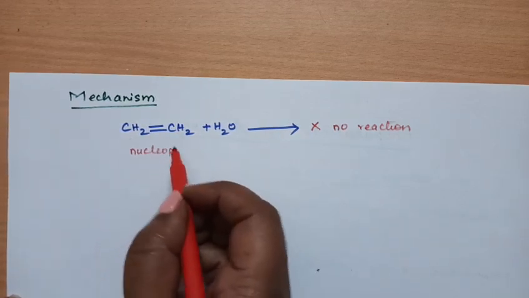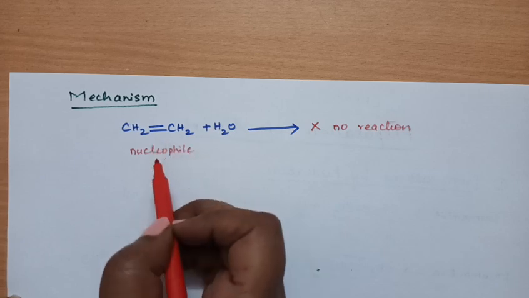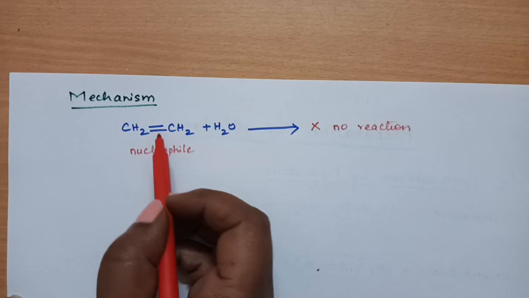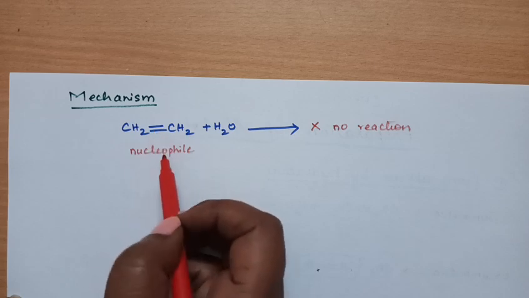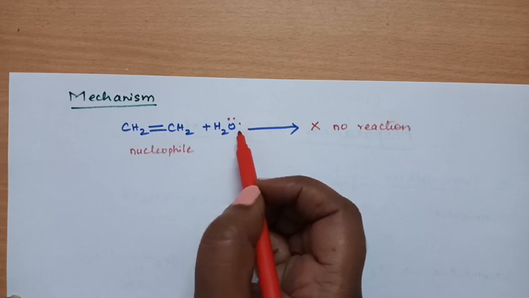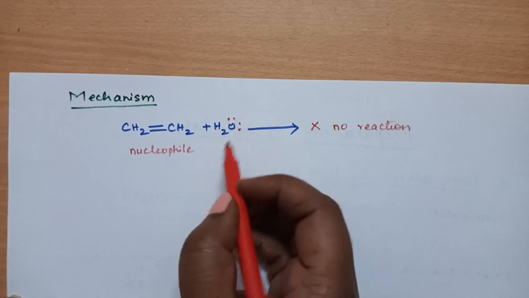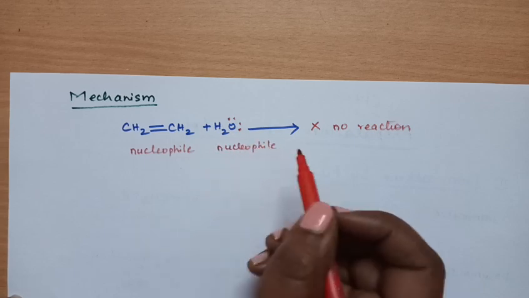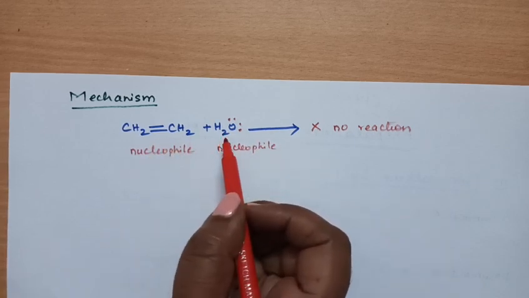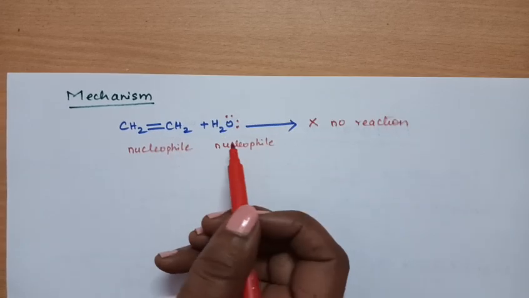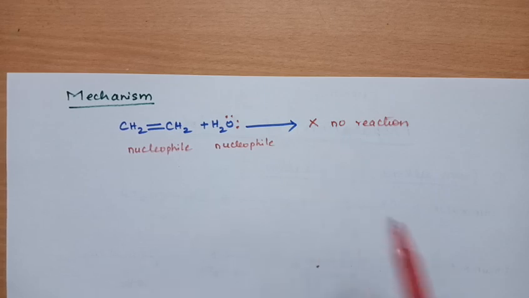What is a nucleophile? Electron rich species are called nucleophiles. See here, pi electrons are present. Therefore this is an electron rich species, a nucleophile. And in water, 2 lone pairs of electrons are present, so even water is a nucleophile. So you will write here nucleophile. A nucleophile will not react with one more nucleophile. A nucleophile will always react with an electrophile. Therefore there is no reaction here.